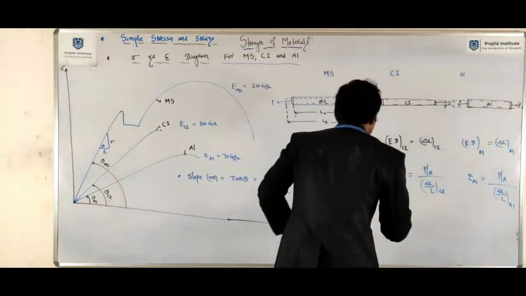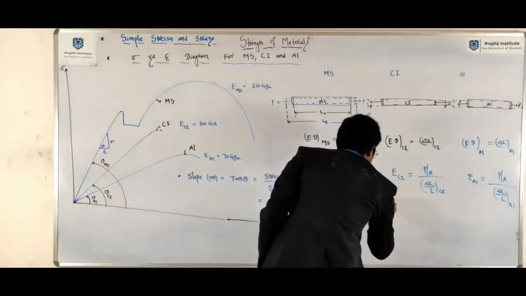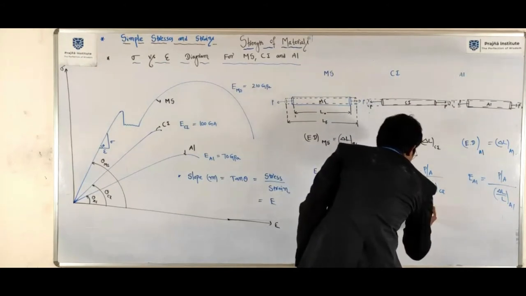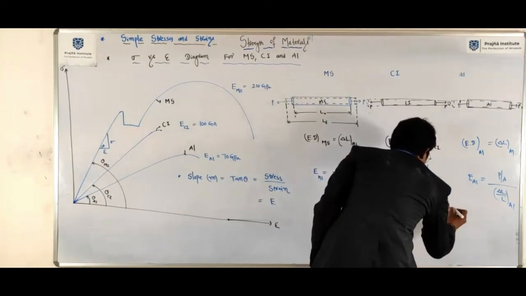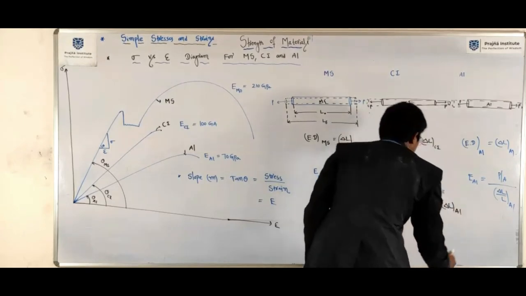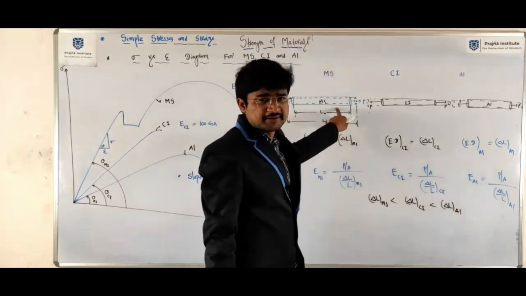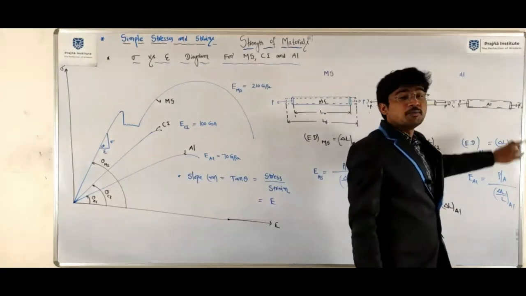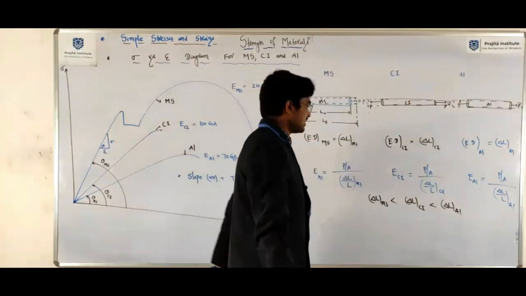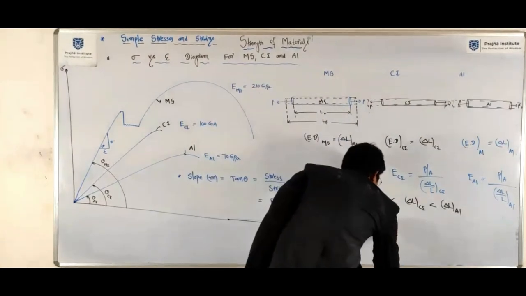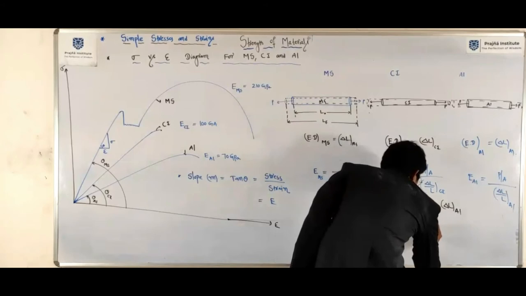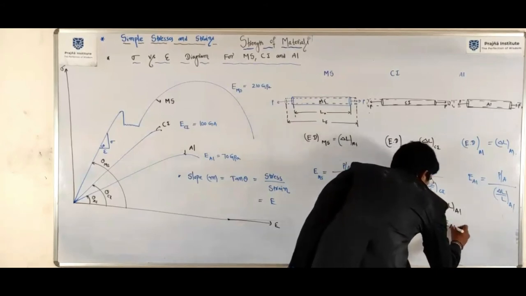Here we know that delta L mild steel will be less than delta L cast iron, which will be less than delta L aluminium. Here less deformation, here a little more deformation, here more deformation. This is the relation. Finally, E mild steel is greater than E cast iron, which is greater than E aluminium.